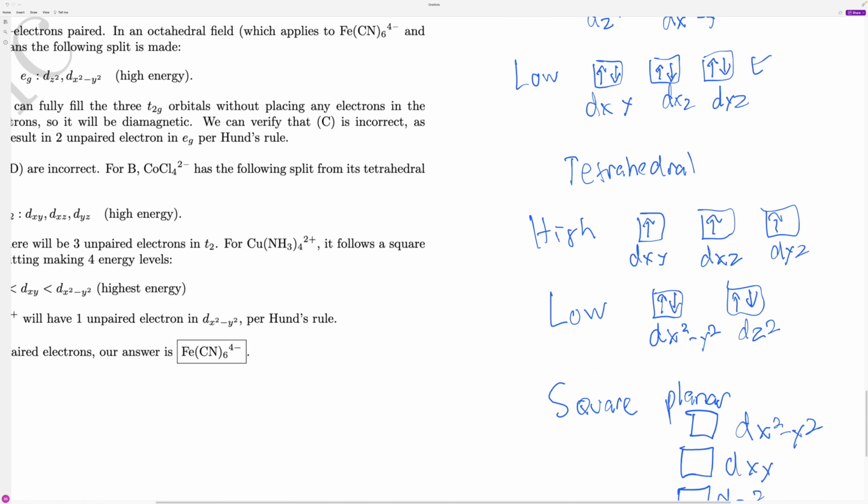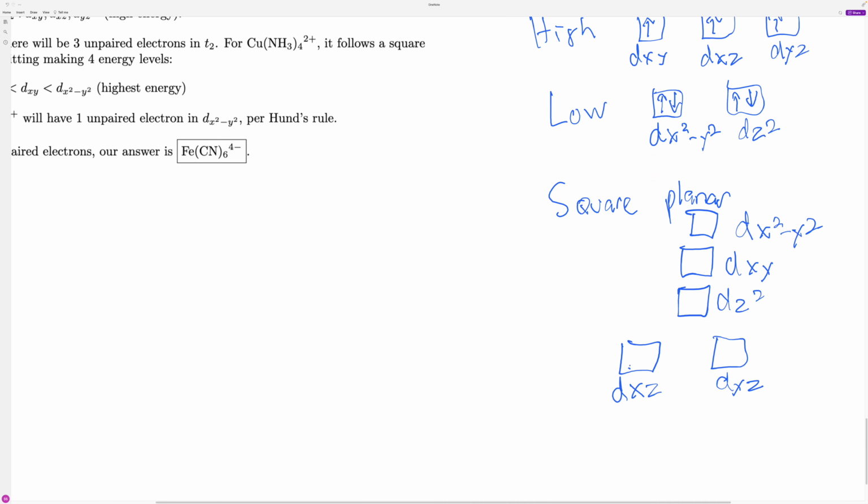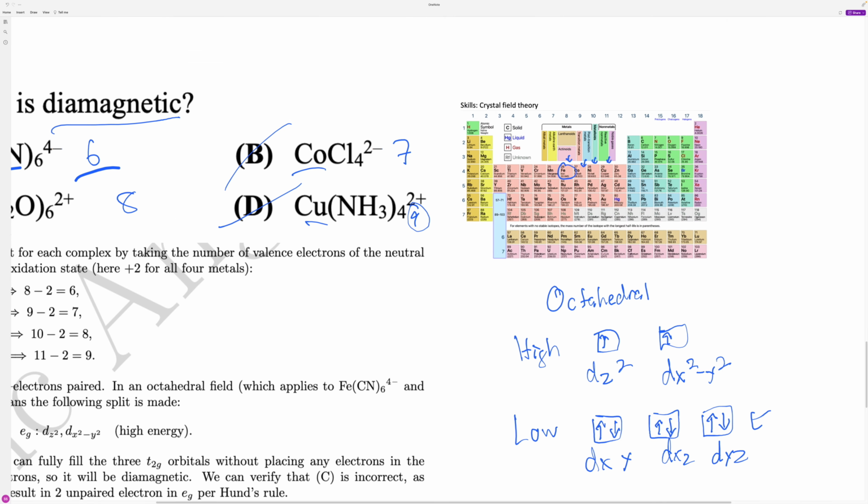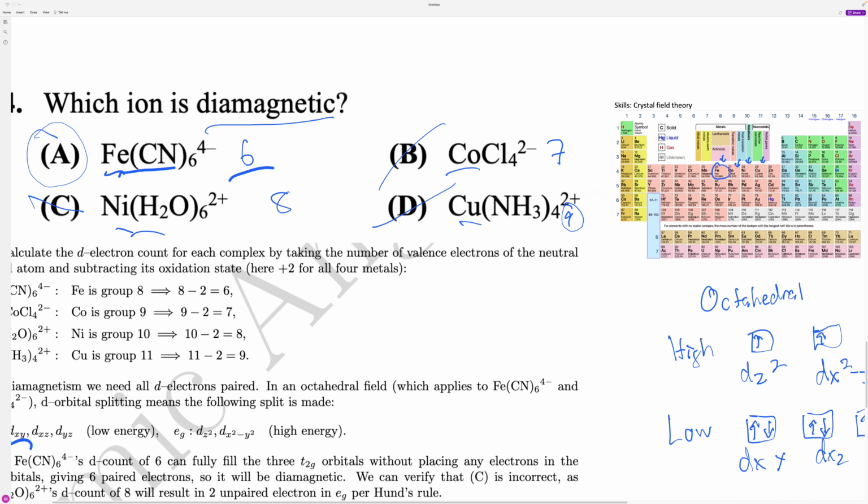So let's go ahead and fill it up. Remember to follow Hund's rule here. And we're going to have 1 unpaired electron in the highest energy orbital. So again, we can cross off D since we're looking for no unpaired electrons. And like we found in the first showing of the octahedral field, we know our answer is going to be A.